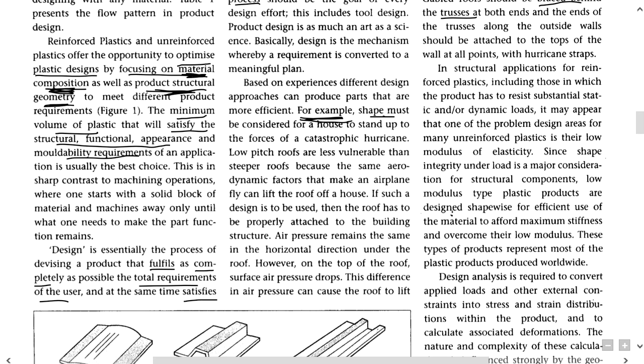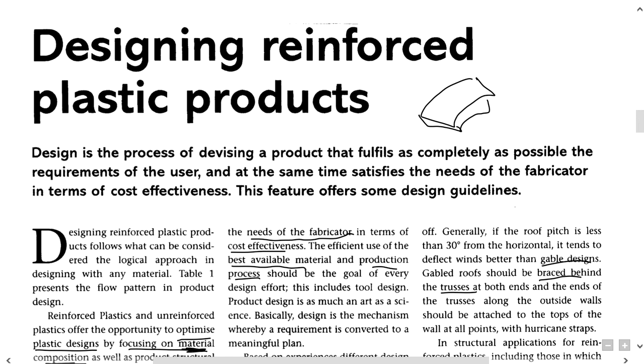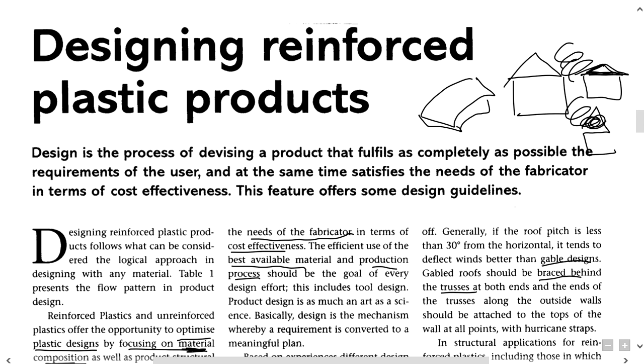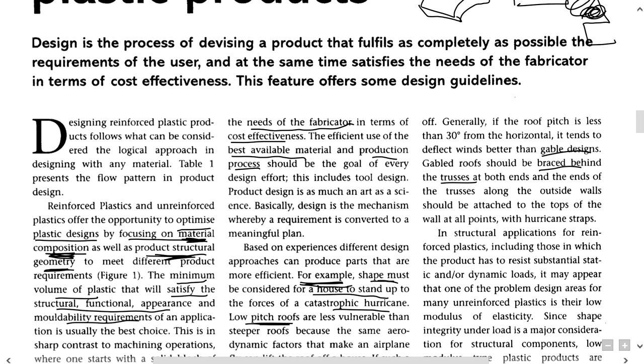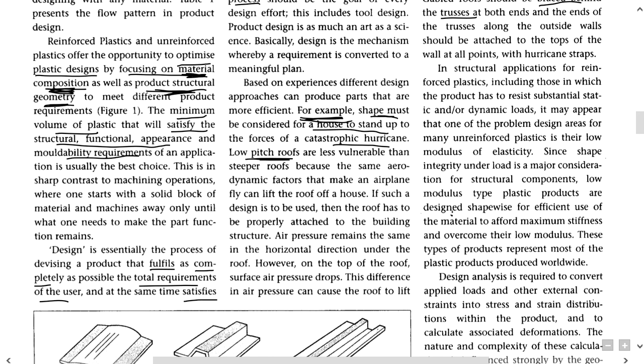For example, a shape must be considered for a house to stand up against a hurricane. So, a low pitch roof. What is a low pitch roof? This is your house. If you have this type of roof, then you'll be better, right? Because as the hurricane blows onto the rooftop, this will be stable, compared to the other shape, where the hurricane will sweep the top apart very easily. So having a low pitch roof is a better design. But aesthetically, a low pitch roof may not be a nice design for a roof, right?